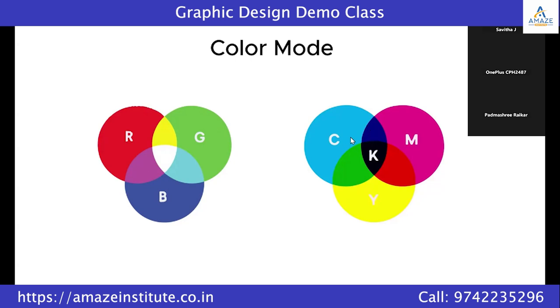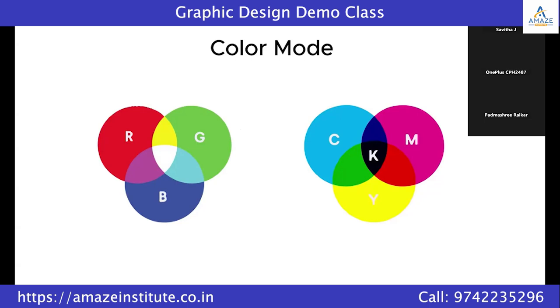And this is CMYK: cyan, magenta, yellow and key, which means black. Here also, by combining all these colors you'll get multiple colors, but compared to RGB you'll get limited colors. What is the main difference between RGB and CMYK?